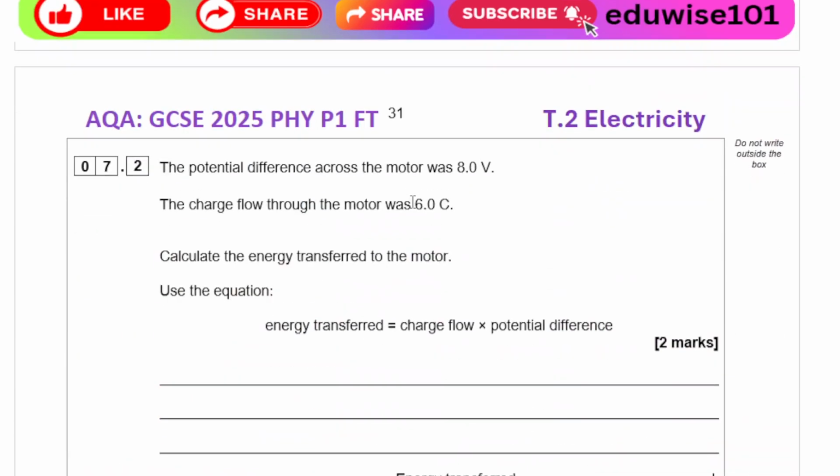Potential difference across the motor was 8 volts. The charge was 6. Calculate the energy transferred. So the charge flow is 6 multiplied by the potential difference. 6 multiplied by 8 is 48. 48 joules.